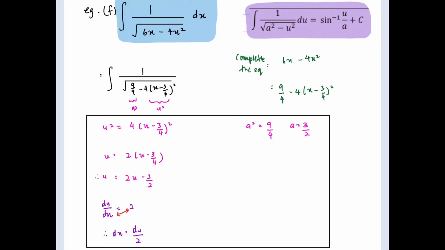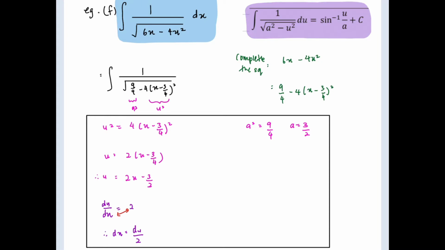Focus on our final question, example F. This is the integral of 1 over the square root of 6x minus 4x squared dx. So let's compare with our formulas 1, 2, 3, to see which is the most similar. Of course, this is similar to formula number 2. Why? Because the whole denominator has a square root. Okay, so now let's compare this.